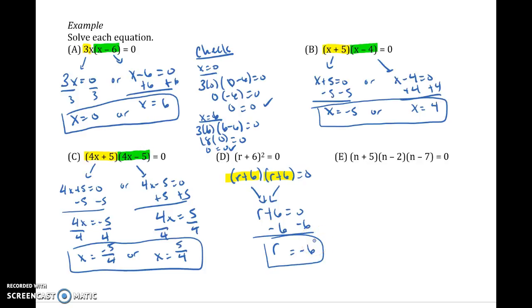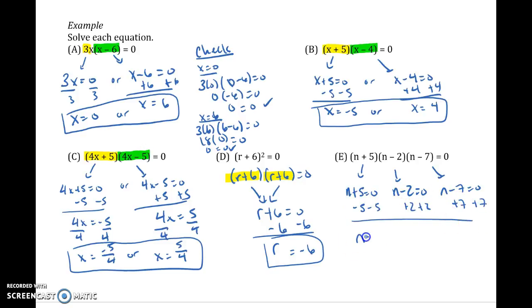Okay? E is just showing you we don't have to be limited to 2. All right, we can have 3 things being multiplied together, and in this case, we have n plus 5, n minus 2, and also n minus 7. So it's perfectly fine to have 3, 4, 5 different equations. All right, you just still solve them. So here we're going to get n equals negative 5, n equals 2, or n equals 7.